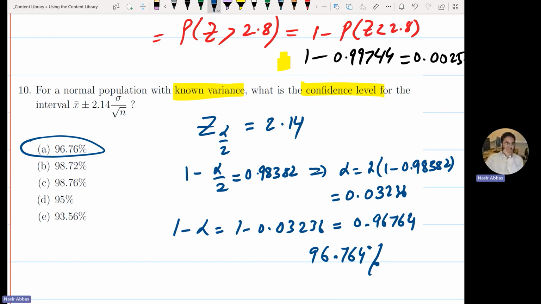What if this was unknown sigma? And here there was S. You will go to the T table. You will compare this 2.14 with the T table. Just something for you to think.